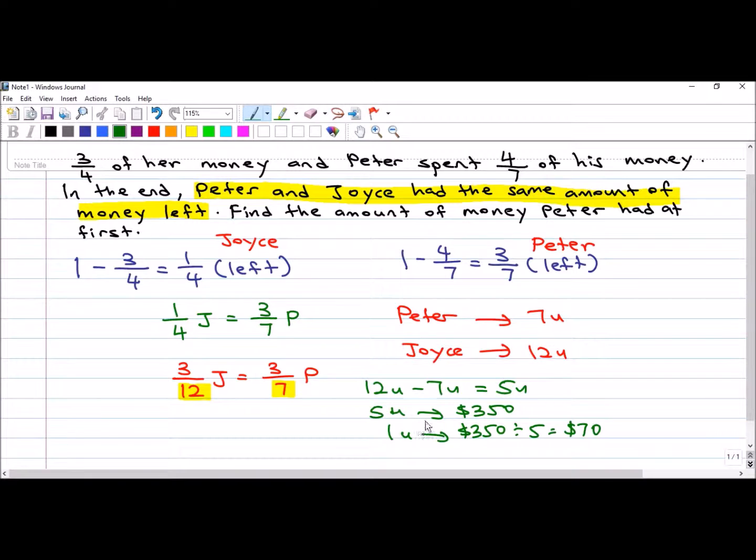And they want you to find the amount of money Peter had at first. So that will be 7 units, $70 times 7, which will give you $490. So this is your final answer.